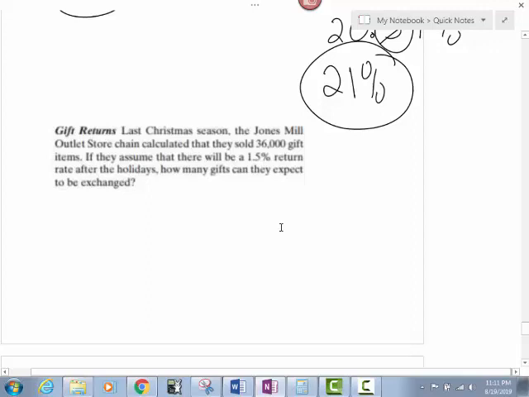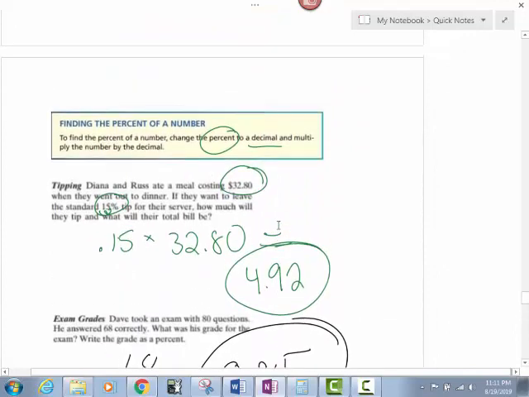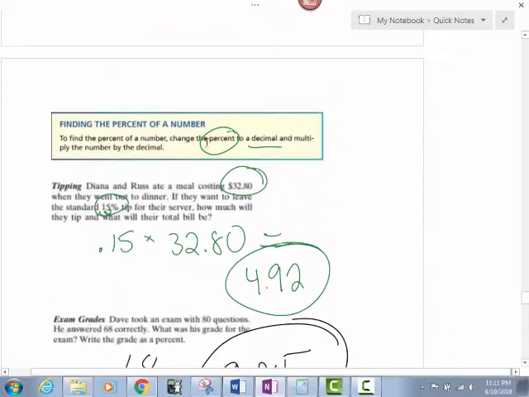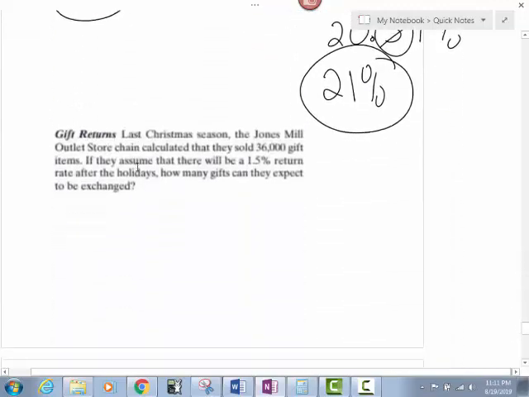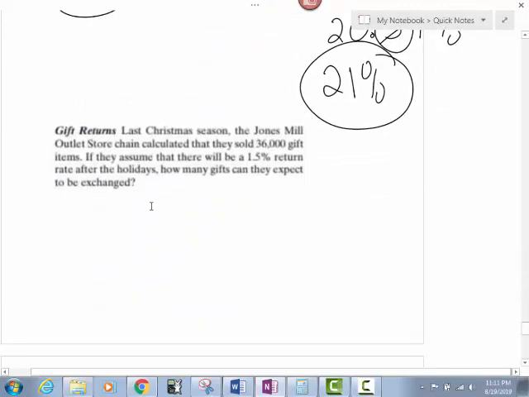All right, next problem here says gift returns. Last Christmas season, the Jones Mill outlet store chain calculated that they sold 36,000 gift items. If they assume that there will be a 1.5% return rate after the holidays, how many gifts can they expect to be changed? Okay, so I'm going to just scroll back over here. So it says to find the percent of a number, change the percent to a decimal and multiply the number by the decimal.